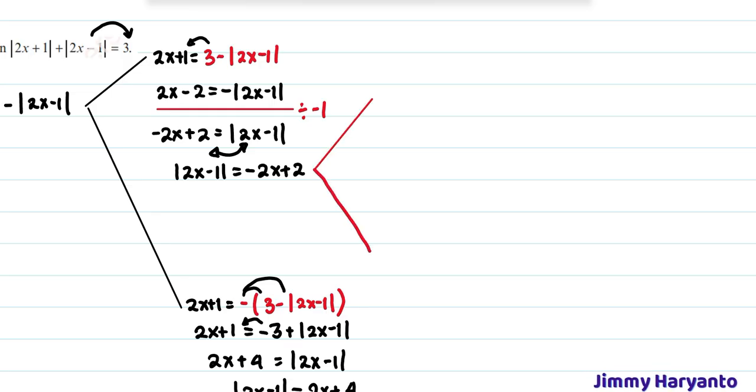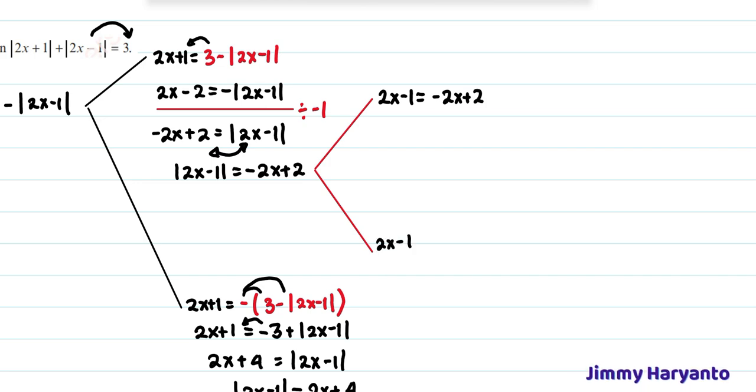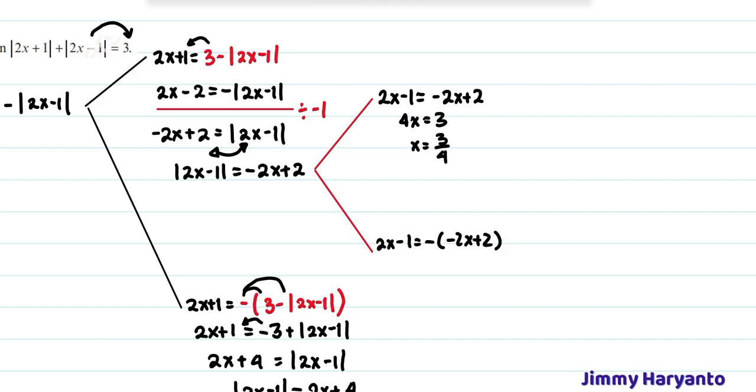We have to do it one more time because we still have absolute function or modulus function on the left hand side. Split them into two parts. 2x minus 1 equals to negative 2x plus 2. 2x minus 1 equals to negative, open brackets, negative 2x plus 2. Okay, this one will be 4x equals to 3. So x equals to 3 over 4.